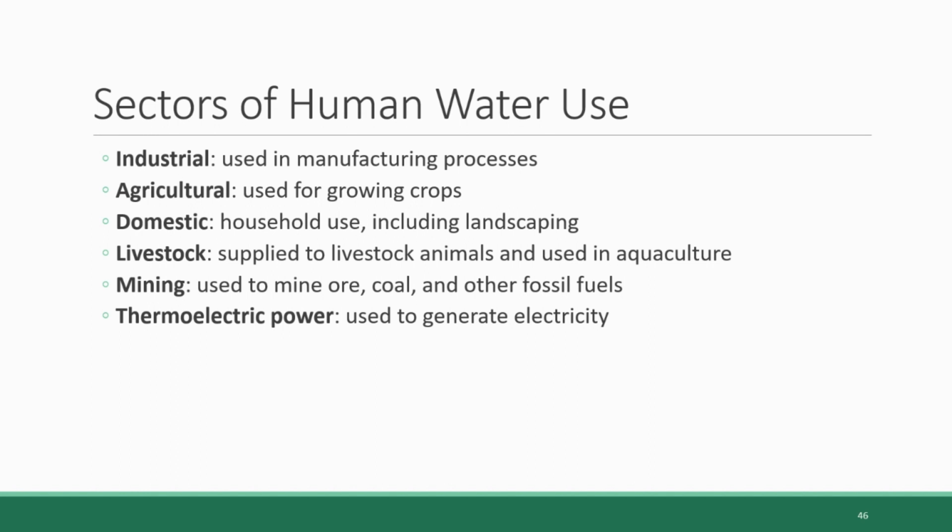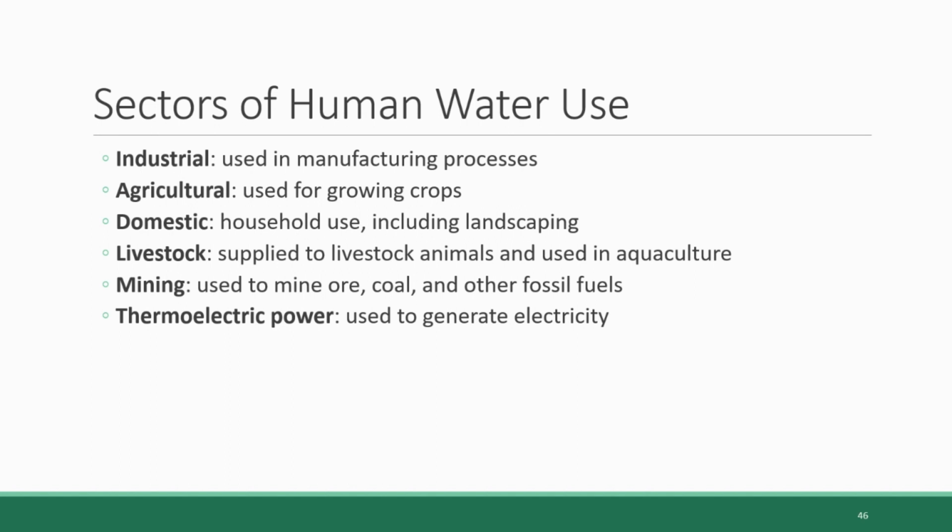So this sector uses water in manufacturing processes. The agricultural sector uses water for growing crops. The domestic sector uses water for household purposes, which can include landscaping. The livestock sector uses fresh water to supply to livestock, and also uses it for aquaculture or fish farm operations. The mining sector uses water to mine ores or coal or other fossil fuels. And then finally, the thermoelectric power sector uses water in the generation of electricity.